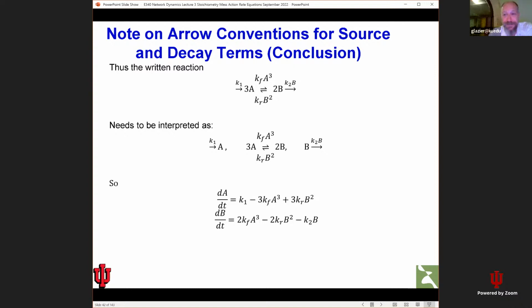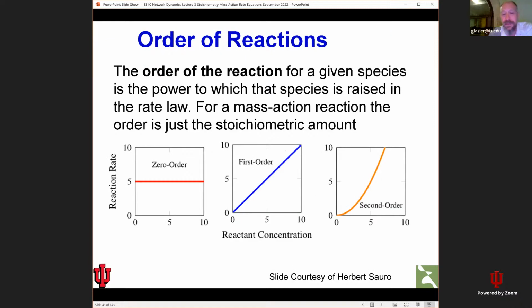Okay. We talked about the order of reactions, 0th order, 1st order, 2nd order, 3rd order, and so on. For mass action, order is just stoichiometric amount. And when we go to Hill functions, we're going to have a Hill exponent. It's going to come out of thin air, usually, which could be an integer. It's often 4, but could also be something like 2.5. And those are going to be a little bit hard to justify.